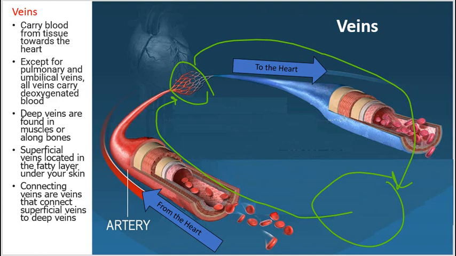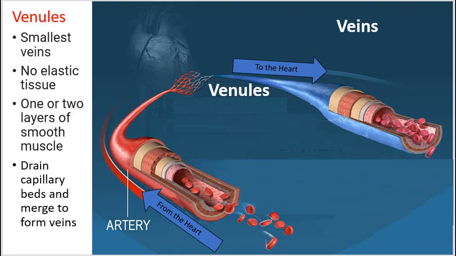Veins could be divided based on their position in the body, either as deep veins, which means they're located deep in the muscles and close to the bones, or they could be superficial, which is located right under the skin. And then the third type could be connecting veins, which connect the superficial veins to the deep veins. As we said, there are three types of veins.